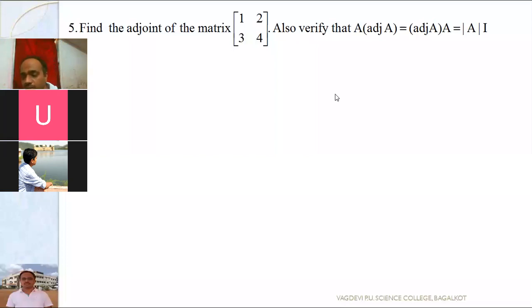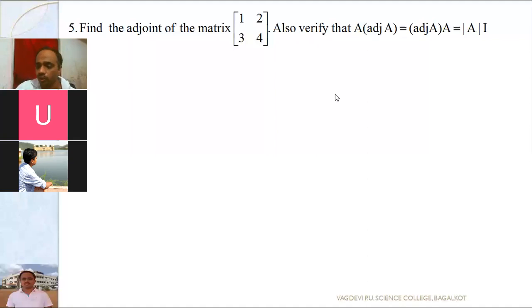Yes, you have to verify this. Okay, thank you. You have to verify A into adjoint A is equal to adjoint A into A is equal to determinant of A into I. So this is an important property, important for your CET also. When you multiply the matrix with its adjoint, or adjoint into that matrix, your answer will be determinant of A into I. So that we have to prove.